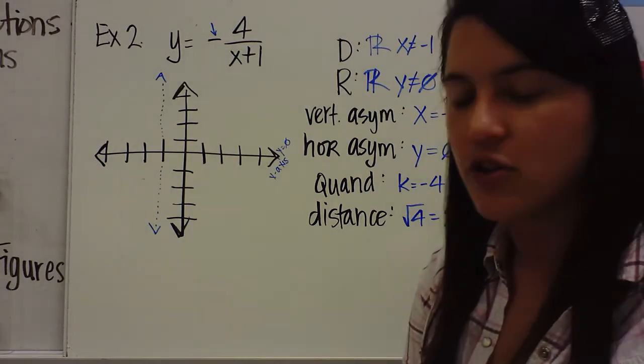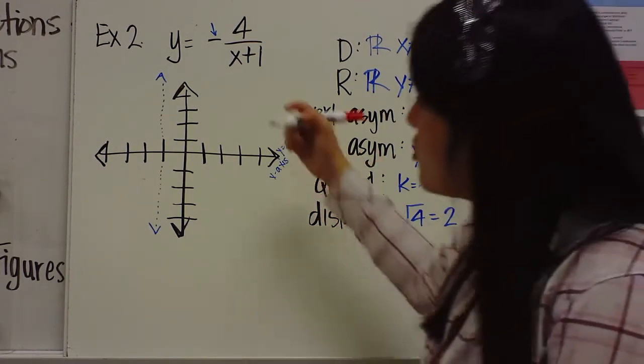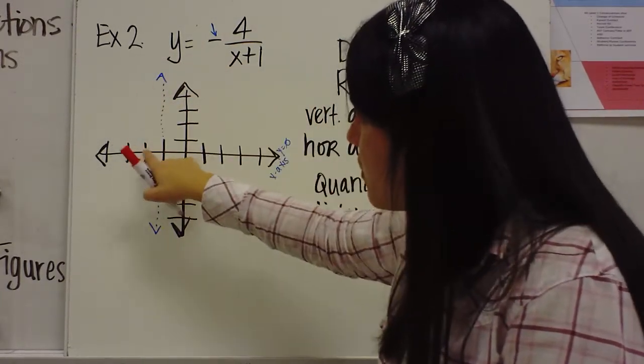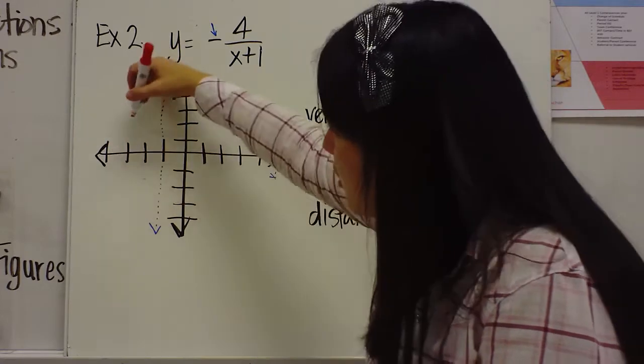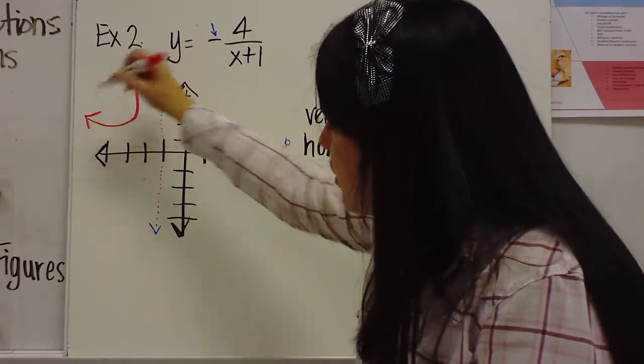That means my asymptotes are going to be about 2 blocks away. And we're just going to sketch. So if I'm going to go this side first, here is my asymptote. So I'm going to go about 2 blocks, over 2, up 2. And I put my dot, and I know that it's going to be curved.